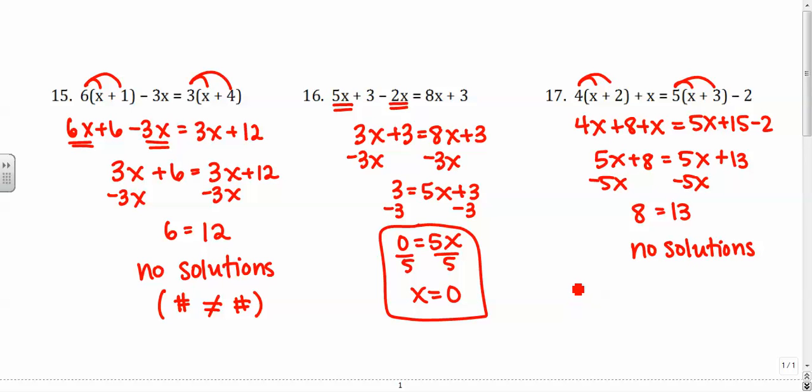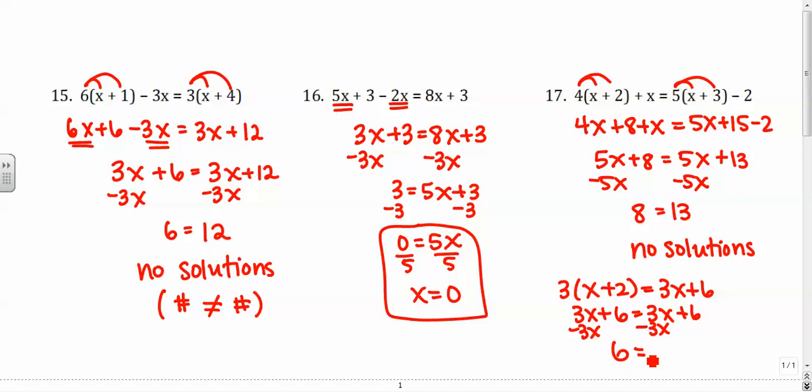If I had something like, let's say 3 times x plus 2 equals 3x plus 6. So distribute: 3x plus 6 equals 3x plus 6. Subtract my 3x's. And my variables have dropped out, but if you notice, I have an equation left that is actually true. 6 does equal 6. So this is when I would say all real numbers.